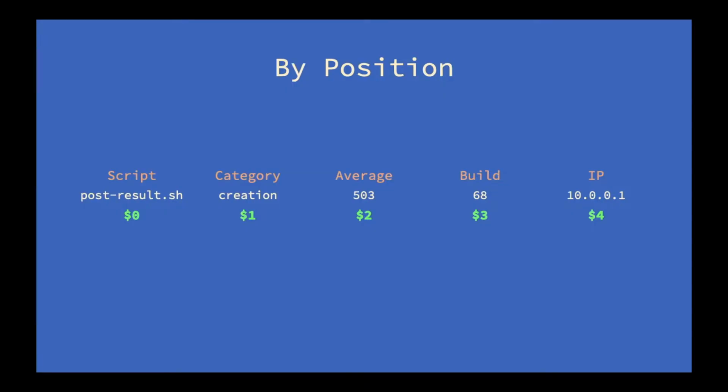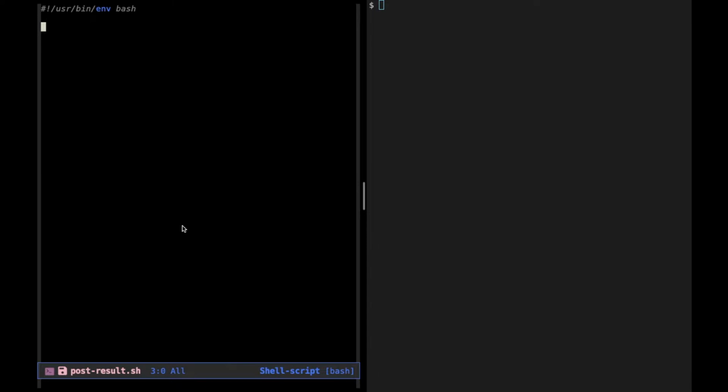Assume we're writing a script to post the testing results onto a data server via HTTP API, and we want this script to post one single entry at a time. Each entry has these values: category name, average response time, bill number, and the data server IP. So how do we catch these values in the script? Let's first write the variable name category and assign the $1 argument to it. Then $2 for the average, $3 for the bill number, and then $4 for the server IP.